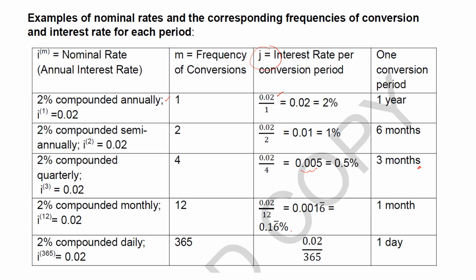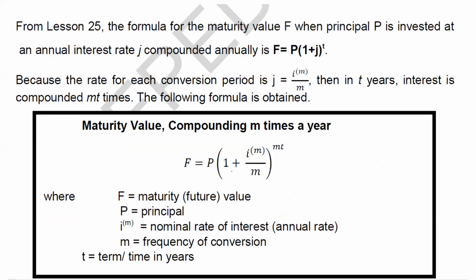Every month, this is the interest. Next, compounded daily, this is 0.02 divided by 365. When you input this in the formula, if the decimal is long, just retain it. Especially, do not round off until the final answer, because rounding off upon substitution causes a discrepancy in the final answer. If you round off here already, the decimal value of the final answer will differ.